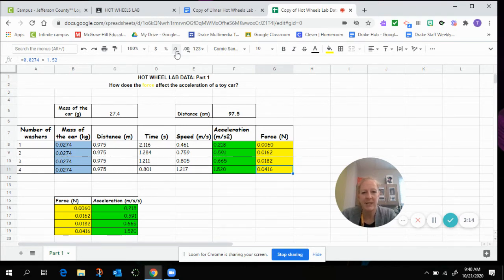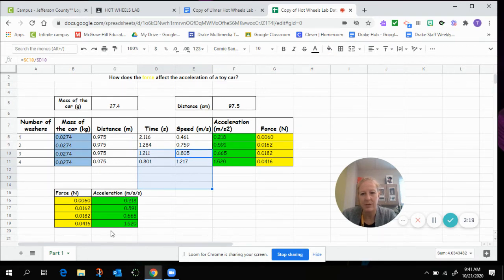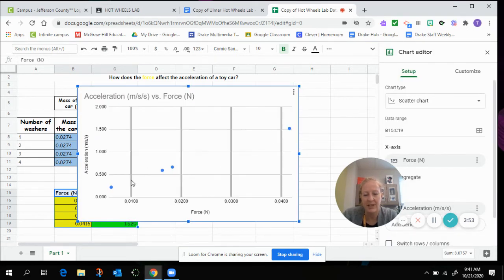Now I have my acceleration and force, and if you look down below, that's going to populate the data table down below. I am then going to use that data table to create a graph to see the relationship between force and acceleration. Remember, we were increasing the force on the car by increasing the number of washers on the string that was attached to the car. So I highlight those 2 columns, go up to insert chart, and when I insert my chart, I get something that looks like this.